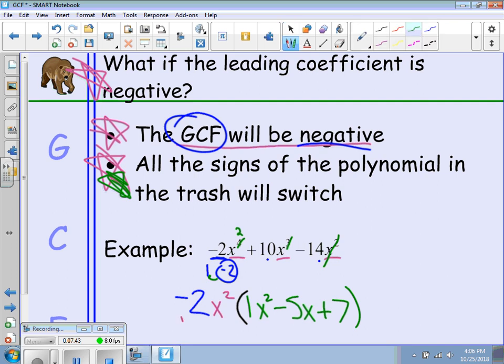So your GCF would be -2x squared, and your trash is left right here. And that's what's left over. No, you don't have to write GCF and trash every time.